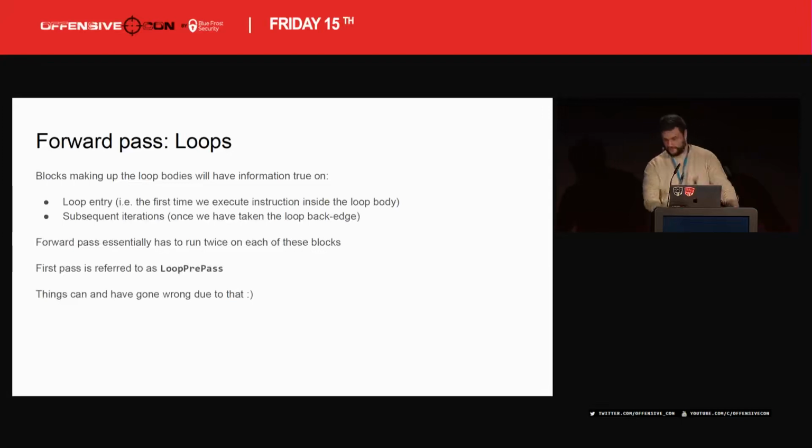If you think of a loop in terms of how it is represented in a control flow graph, the first time you run into a loop, you come from one code path, where you have certain information that is true, and then all subsequent iterations will have that information as well as the information that's true from the loop back edge, because you will have run the loop body once, and the loop body might change some information that you thought was true coming into the loop. So you basically have to run through each block twice. Internally in Chakra, it's referred to as the loop pre-pass, and things have gone wrong due to that.